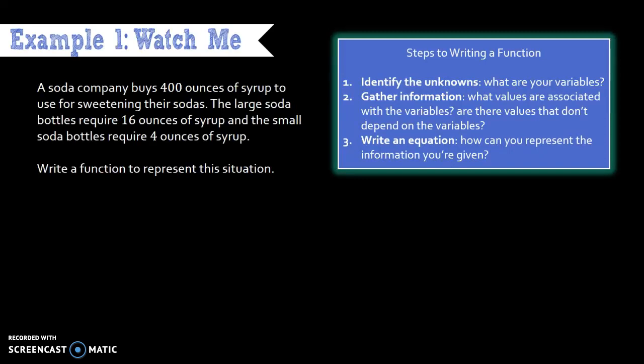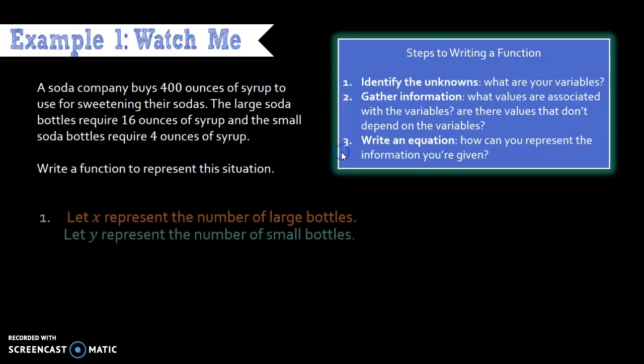Here are some steps to help you write a function. The first thing that we're always going to do is identify what we don't know. What are the variables? Then we're going to use the rest of the information in the problem to figure out which values are associated with our variables and if there are any values that don't depend on our variables. And then finally, we use those pieces to write our equation.